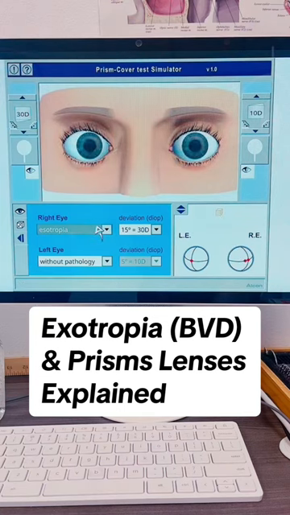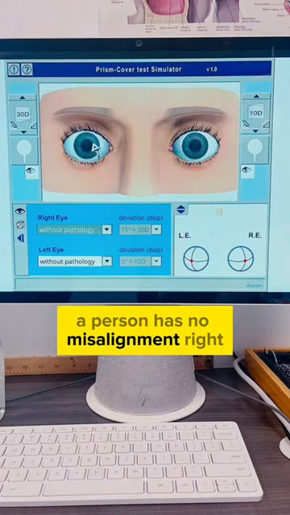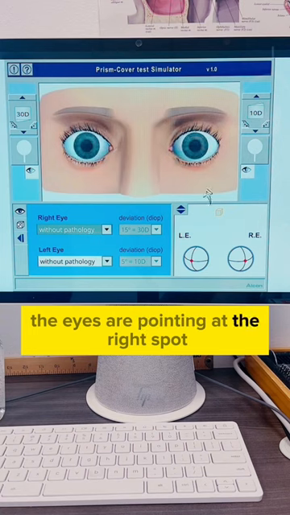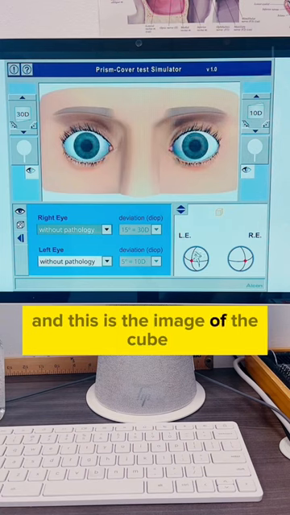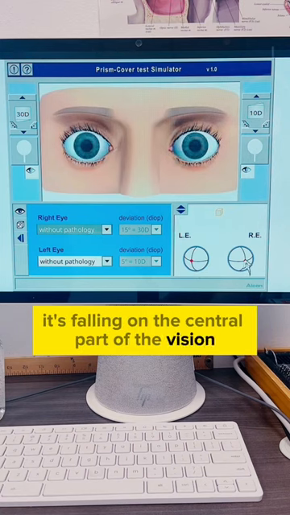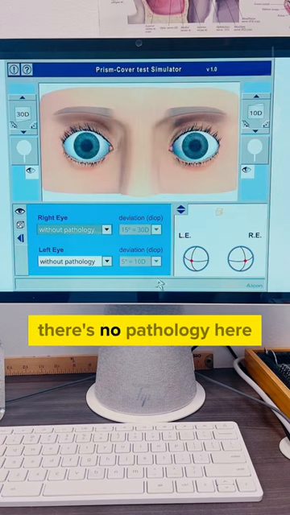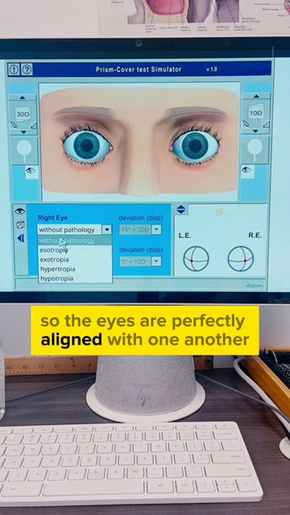What is happening here? So let's say a person has no misalignment, right? The eyes are pointing at the right spot, and this is the image of the cube. It's falling on the central part of the vision in the left eye and the right eye. There's no pathology here, so the eyes are perfectly aligned with one another.